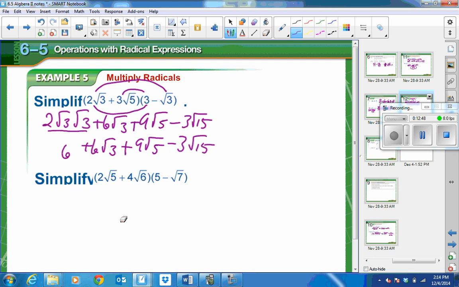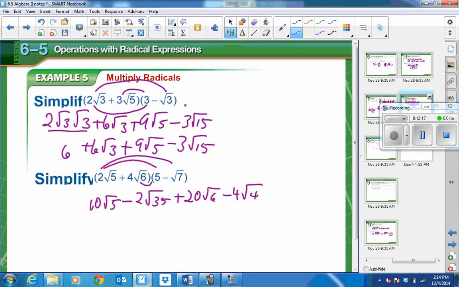So this last problem, if we do first times first, we get 10 square root of 5. Outer times outer, we get minus 2 times the square root of 35. Inner times inner, we get plus 20 square root of 6. And last times last, we get minus 4 square root of 42. And none of those will simplify, and none of them are like terms, and that is as good as it gets for that one.